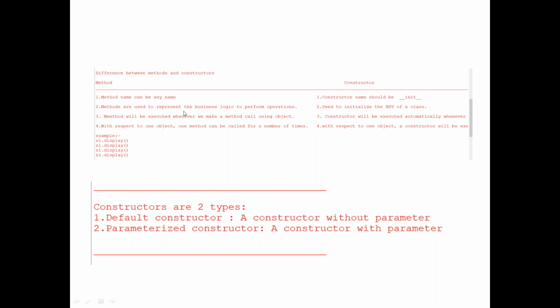Methods are used to represent the business logic to perform operations. Whenever you want a method to be executed for a business operation purpose, for example def withdraw, def deposit, def transfer, when you come into bank operations, for any operation you can create a method. But a constructor is used to initialize the NSVs of the class. For example, if you have a method with only the NSVs and you don't have any kind of operations, then there is no need to call that method manually. So convert it into a constructor, and those NSVs are automatically stored in your object.